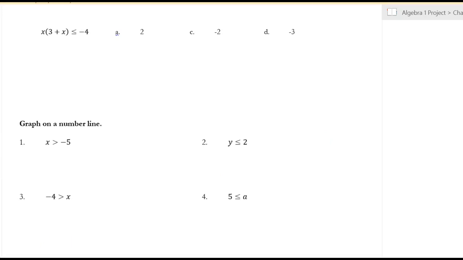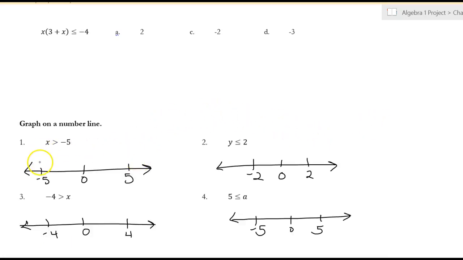Okay, so at -5, you should have had an open circle, and x was bigger, so it should have went to the right. You don't have to trace it all the way to the right, but it needs to be a big enough arrow. Over here, +2, so it should have been a closed circle at +2. And y was smaller, so you're going to the left.